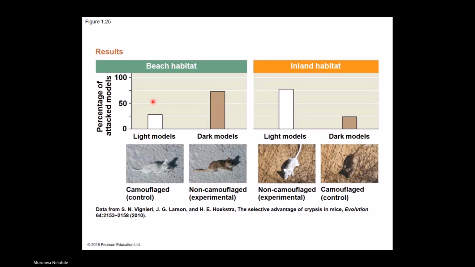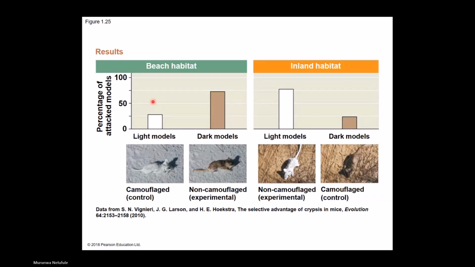So what I saw there is that on the graph, which has a title which is green, and also the other one which is orange, the green one represents the mouse that is found on the beach, which is represented by the white bar and the brown bar. So what I observe is that the beach mouse survived quite better in its habitat on the beach, and the brown mouse was more attacked on the beach, on the graph which is green.